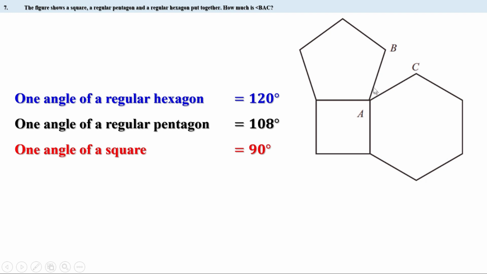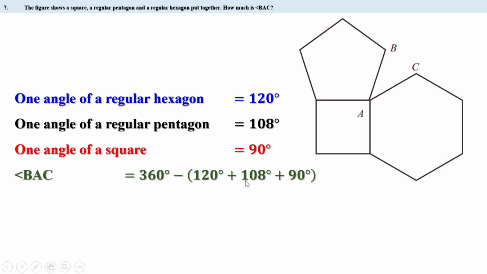There are 4 angles at this point A. Therefore, the sum of all these 4 angles is 360 degrees. Therefore, angle BAC equals 360 minus the sum of all other 3 angles, or angle BAC equals 360 minus (120 plus 108 plus 90).